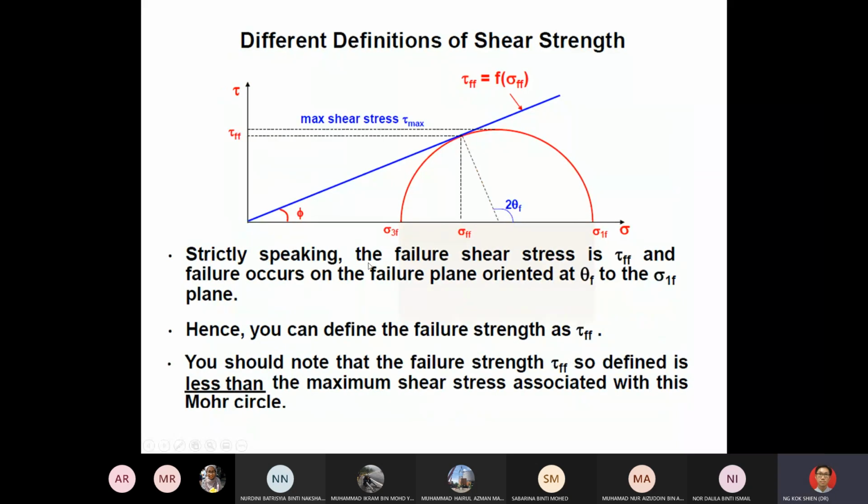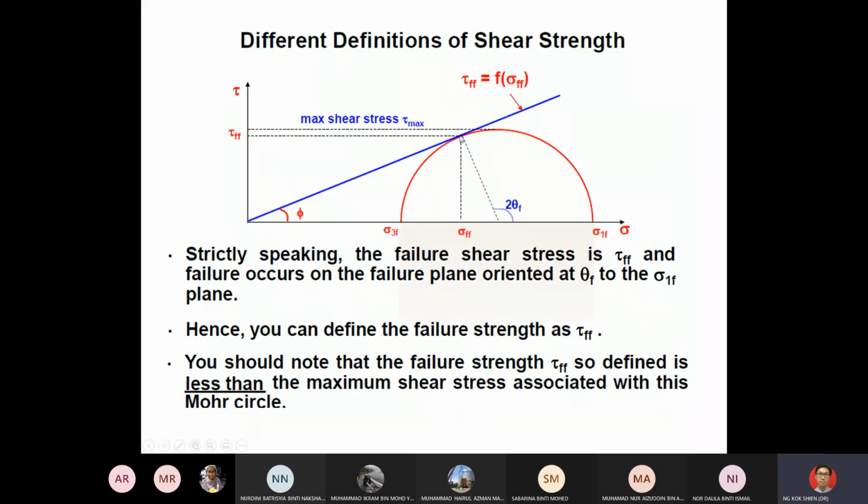Strictly speaking, the failure shear stress is this tau_ff, the one that occurs along the tangent line here. So the failure point is actually somewhere here, because we know that the failure plane is oriented at theta_f. Here will be 2 theta_f. So this is the failure plane, and you fail at this point.